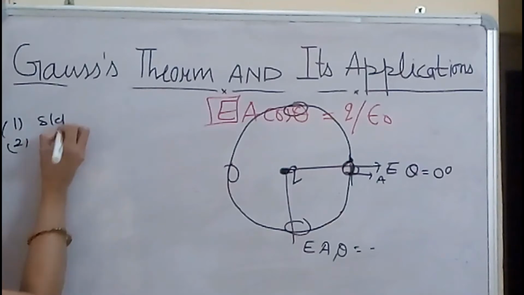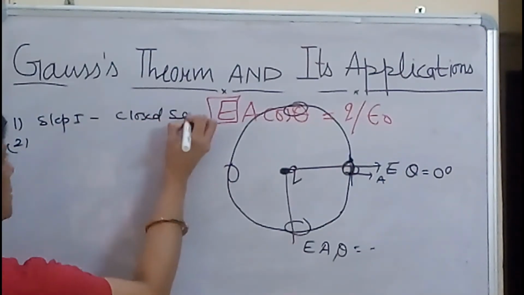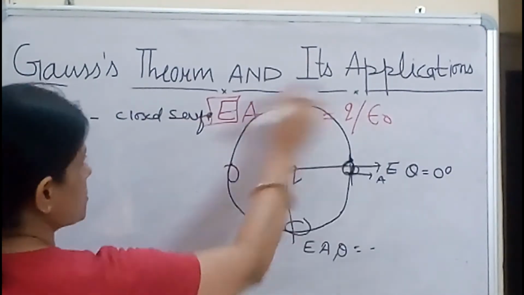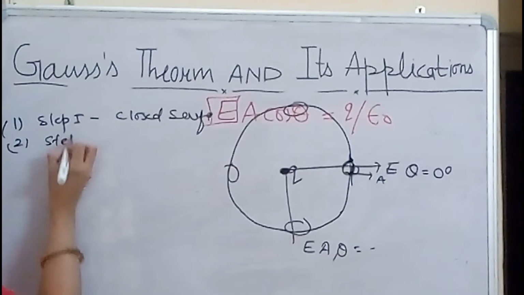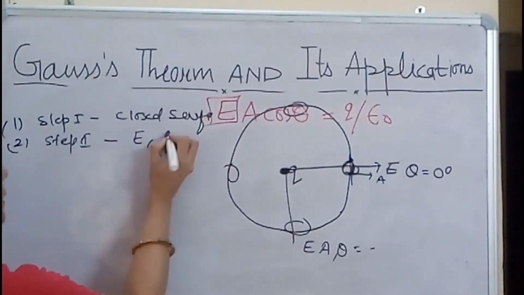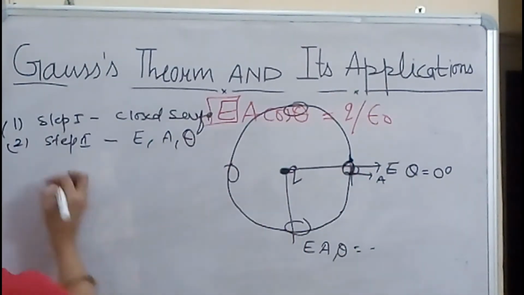Step 1 is, closed surface we have chosen. This is a closed surface, a sphere around charge Q. This is our imaginary surface. Step 2 is okay. The values of E, A, theta are all in symmetry. Step number 3.